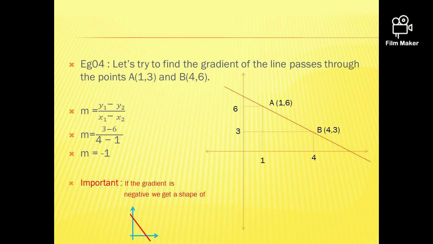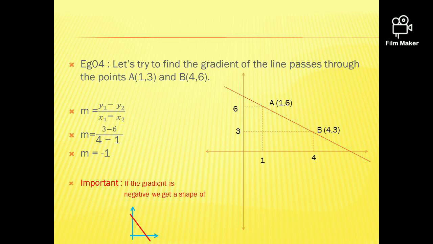This is the second example. If you want to find the gradient of the straight line which passes through the two coordinates A (1, 6) and B (4, 3), for this question I have used x1 y1 as 4 3 and x2 y2 as 1 6. Therefore y1 minus y2 would be 3 minus 6, y coordinate of B minus y coordinate of A, divided by x1 minus x2, that is 4 minus 1. With that you will obtain the answer m equals minus 1.